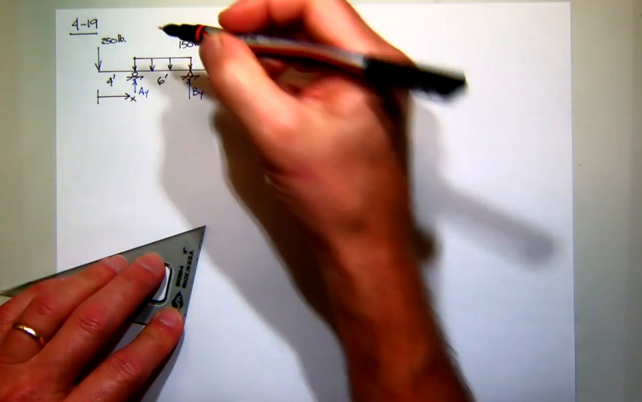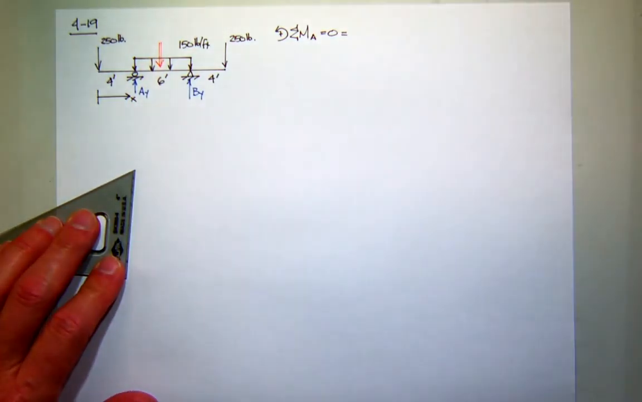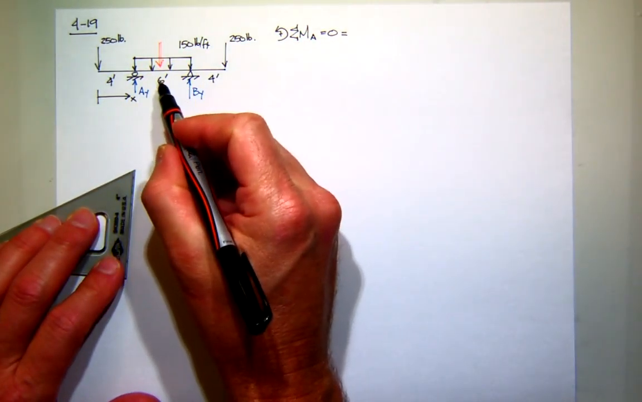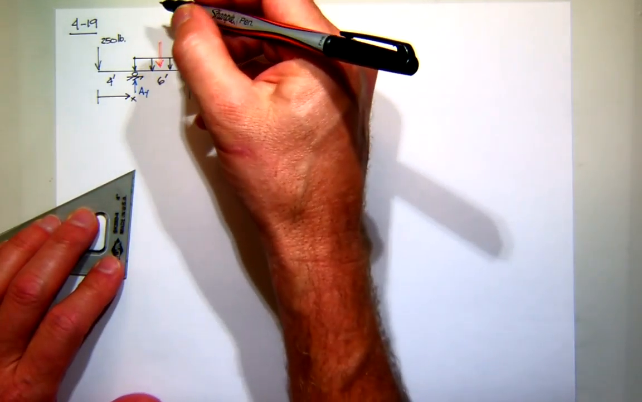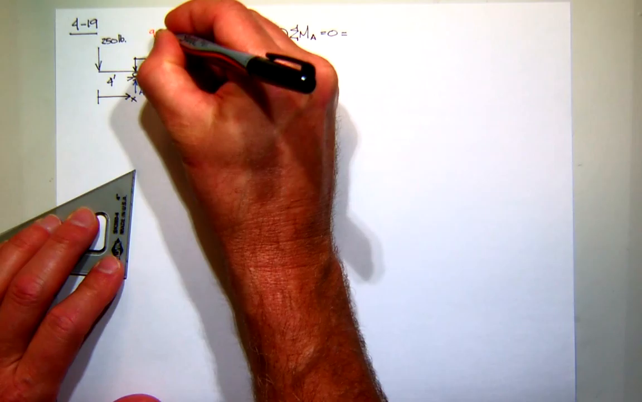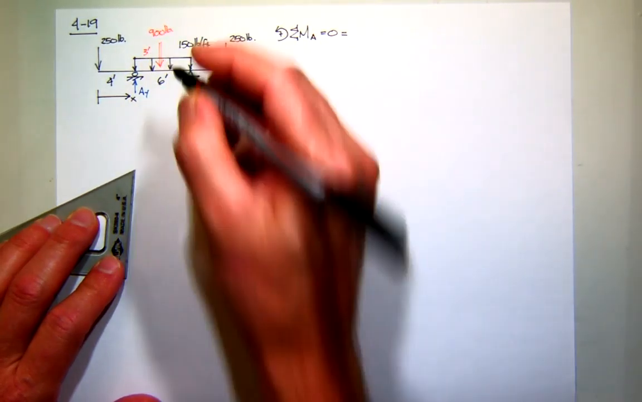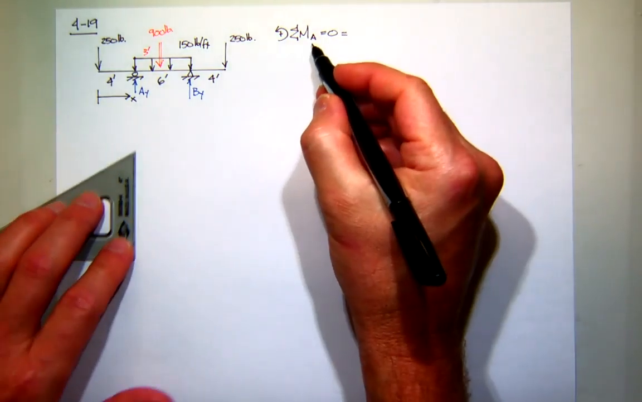To make this problem a little easier for us, let's get the concentrated equivalent force of that distributed loading. The area under the curve is base times height, which is 900 pounds. And it's located halfway. Half the distance is 3.7 feet from the end. Okay, we're summing moments about A.